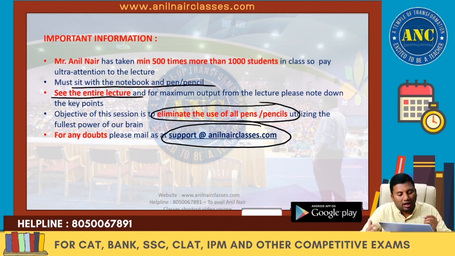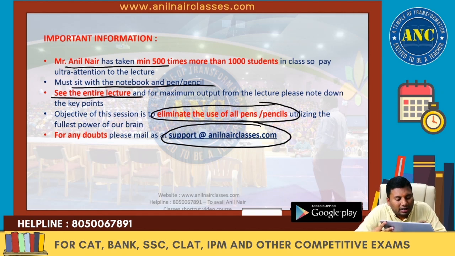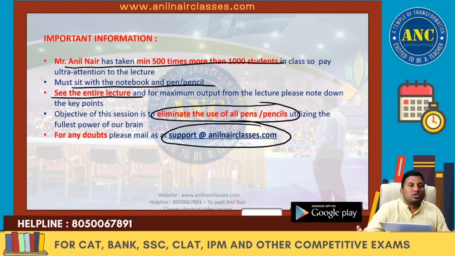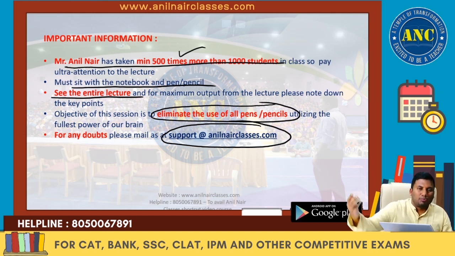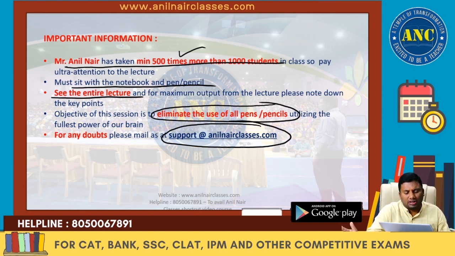Those of you who are relatively new to the class, I might have taken more than 1,000 students in a class, minimum 500 students, more than 500, 700, 1,000, 2,000, 3,000. I stopped taking the student count as 500 some years ago. Now my classroom strength will be anything greater than or equivalent to 1,000.